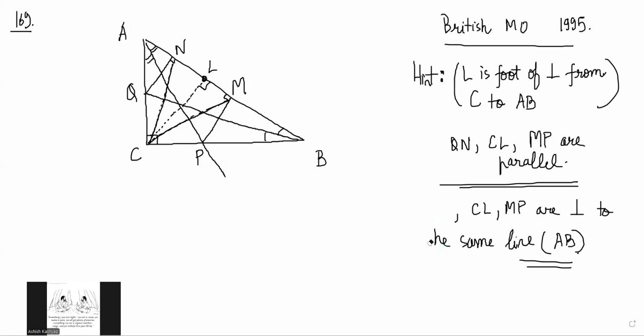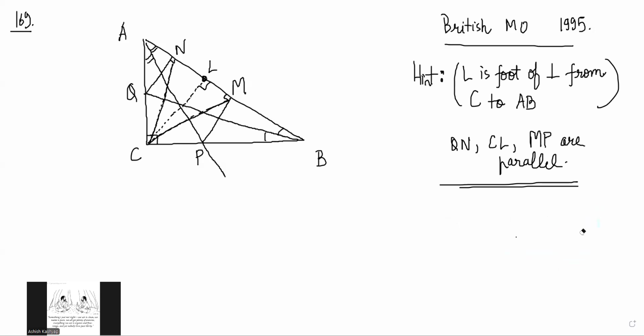If they are parallel, you can say things like interior alternate angles are equal, like this angle will be equal to this angle, right? Yes. Angle LCM will be equal to angle CMP. And then you have to use the fact that AP is a bisector. What is the special property of points on a bisector?